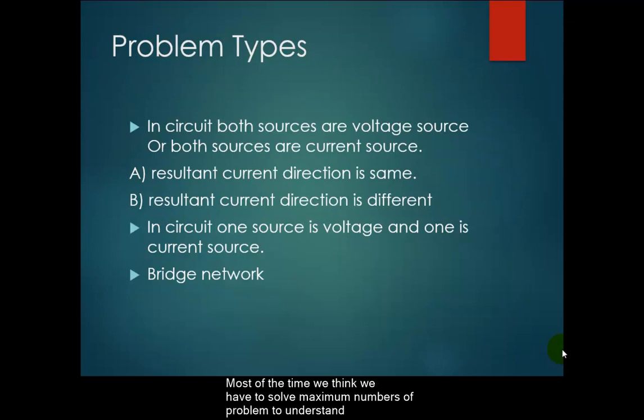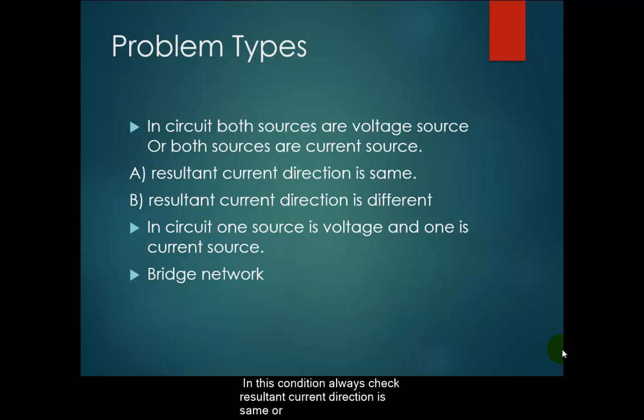Most of the time we think that we have to solve the maximum number of problems to understand a theorem. But it's very important to first categorize the types of problem statements and memorize the procedure to solve these problems. Next time you will observe that only the values are changed, and using the same steps you can solve any example. The first type of problem has either voltage sources or current sources. In this condition, always check whether the resultant current direction is the same or different.